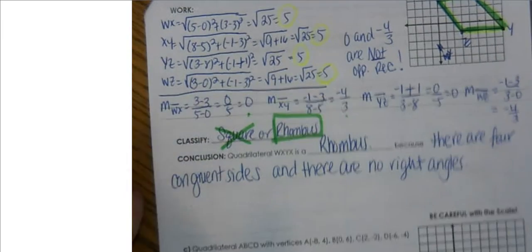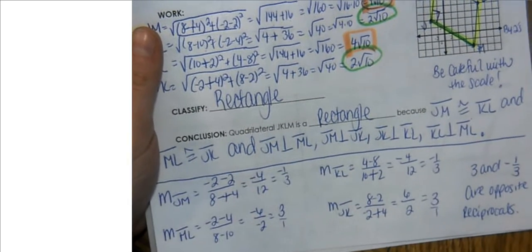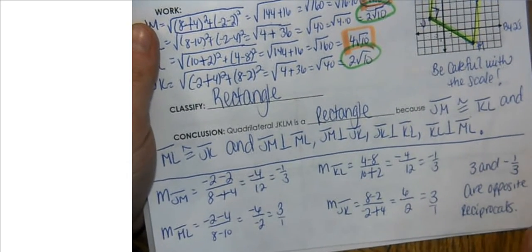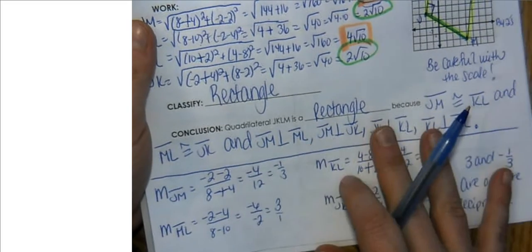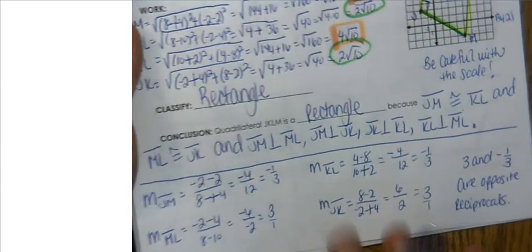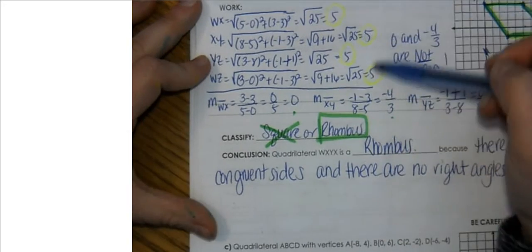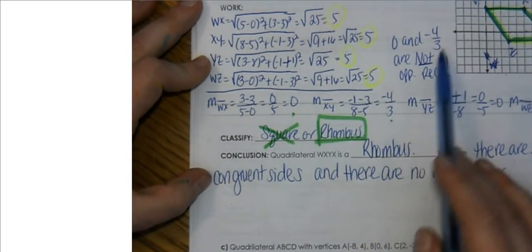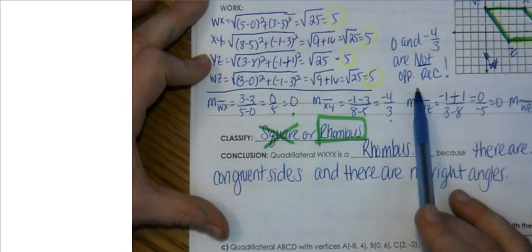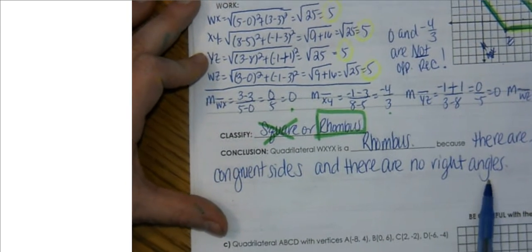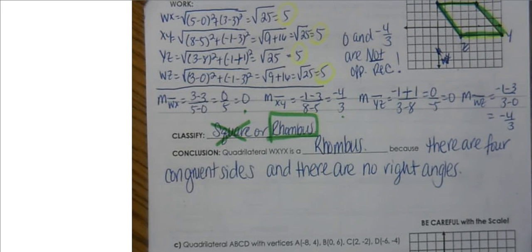So before, when I wrote out my statement, I used symbols. This is one approach for your explanation. You can symbolically explain what you saw. Another way is to use words. I noticed that all four sides were congruent, and since we do not have opposite reciprocal slopes, there are no right angles. Therefore, we have a rhombus. So there's choice in how you want to write out your explanation.